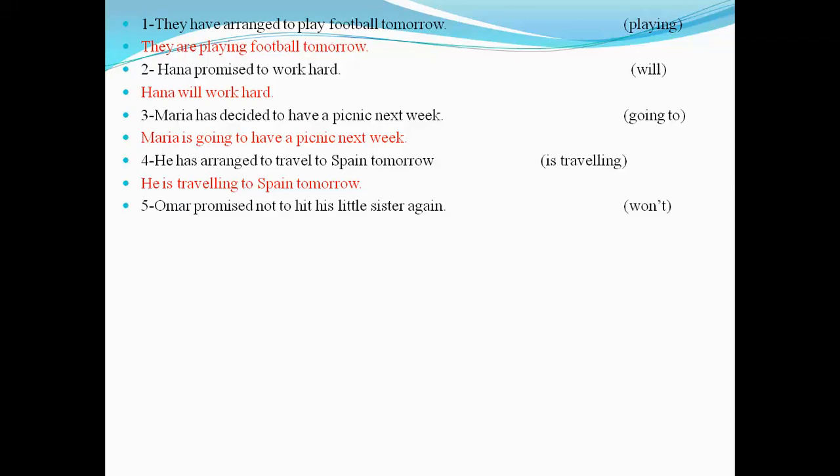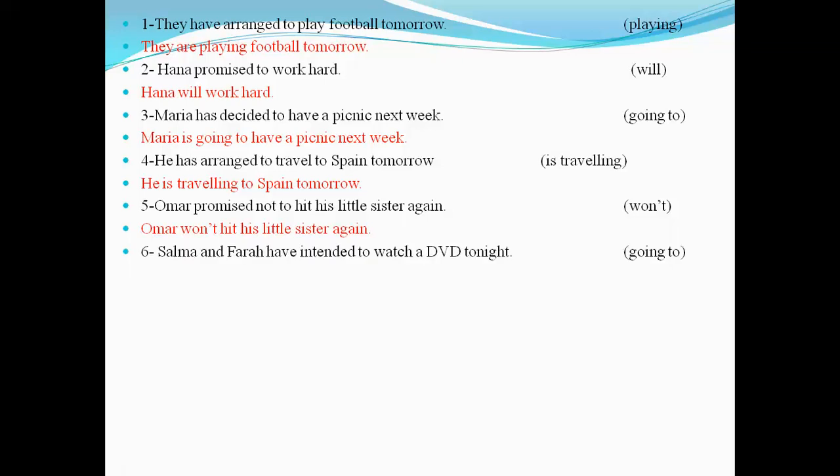5. Omar promised not to hit his little sister again. Use won't. So the answer? Omar won't hit his little sister again. 6. Salma and Farah have intended to watch a DVD tonight. Use going to. You will delete have intended to. And the answer? Salma and Farah are going to watch a DVD tonight.